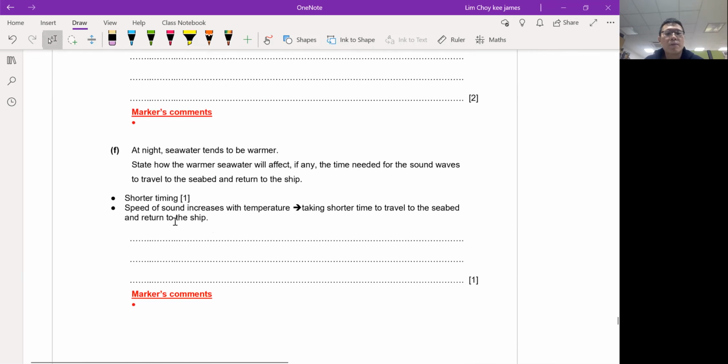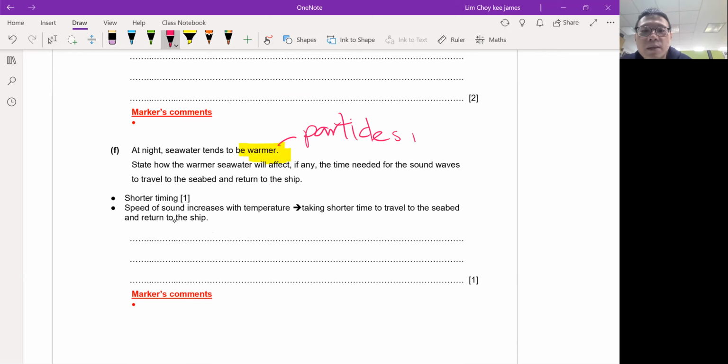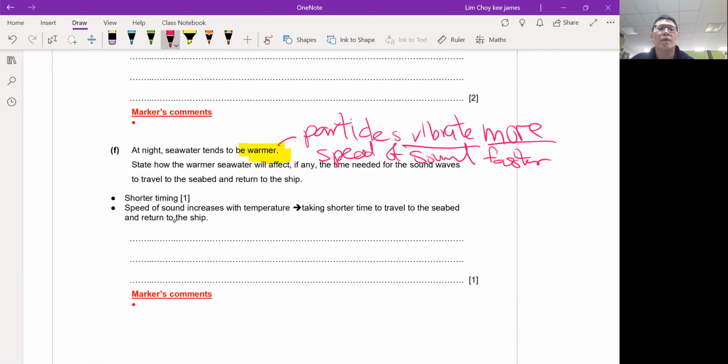Now, for the seabed, warmer. Okay, the keyword here we're looking at is warmer. For warmer, the particles are more energetic. The particles vibrate more, and because the particles vibrate more, the speed of sound is actually faster. And because of that, the time taken is actually shorter.